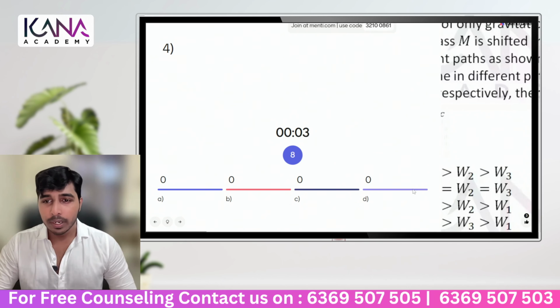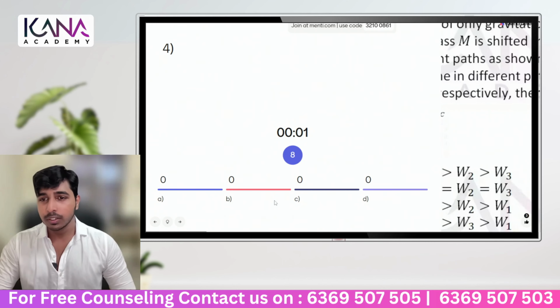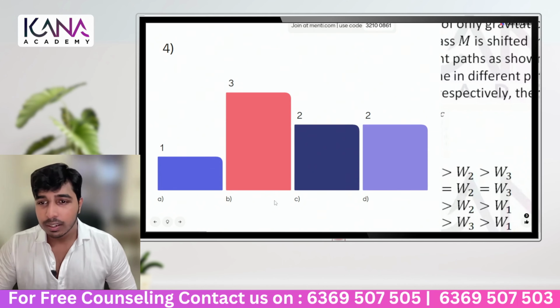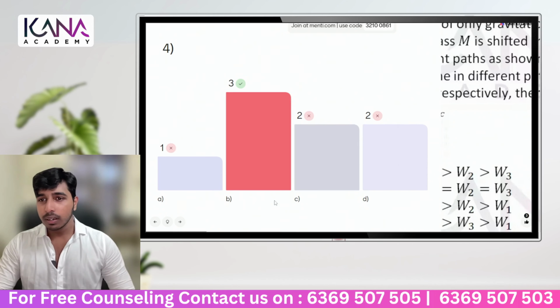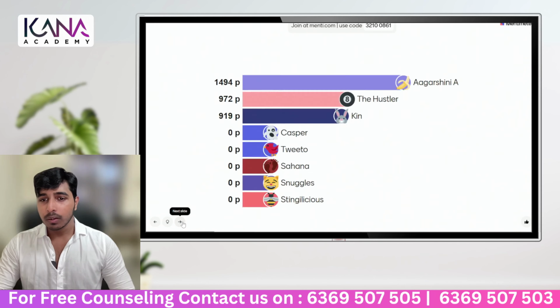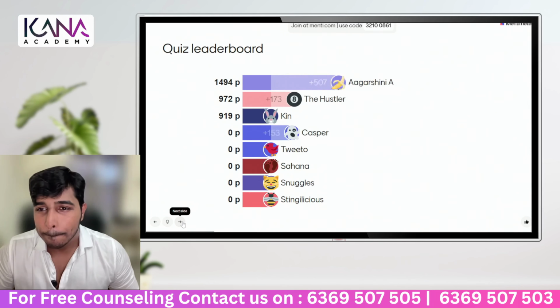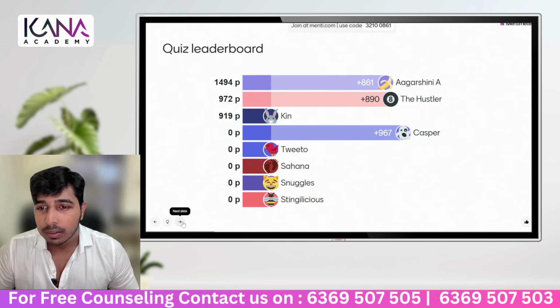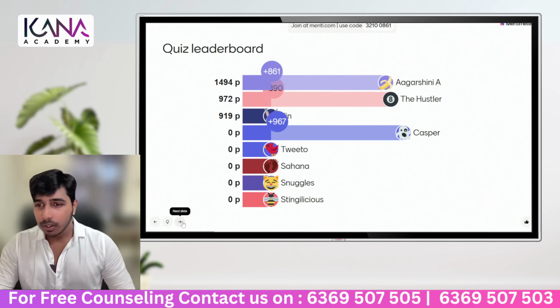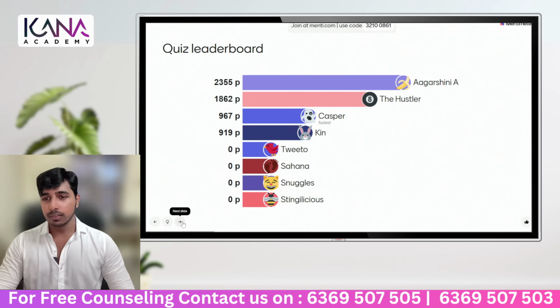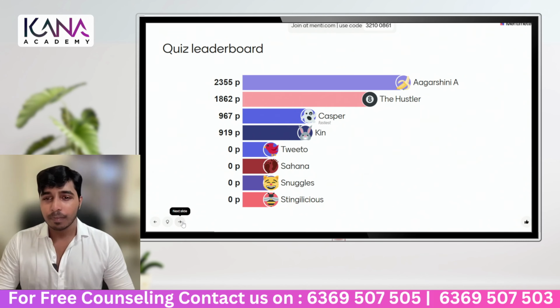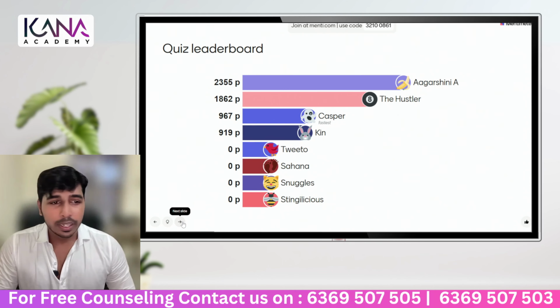We just have 4 seconds left. 3, 2, and 1. All right. So let's see who's correct and who's fastest in the leaderboard. Okay. Agashini or Casper. Casper is fastest. Super. All right. Let's go to the next question.